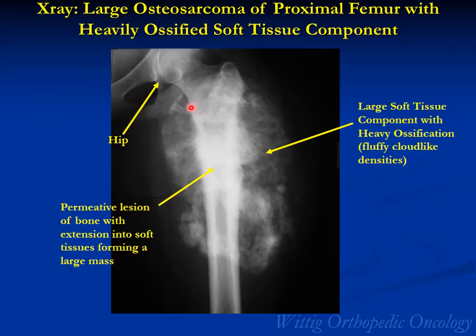This is an X-ray of a large osteosarcoma of the proximal femur with a heavily ossified soft tissue component. Again, a permeative lesion that's producing bone, a malignant appearing bone tumor that's producing bone. Immediately you should think that this is an osteosarcoma.